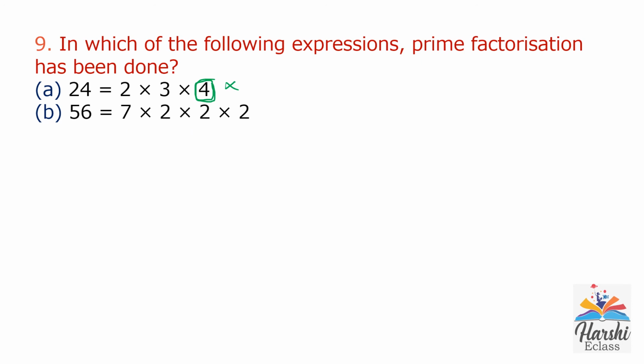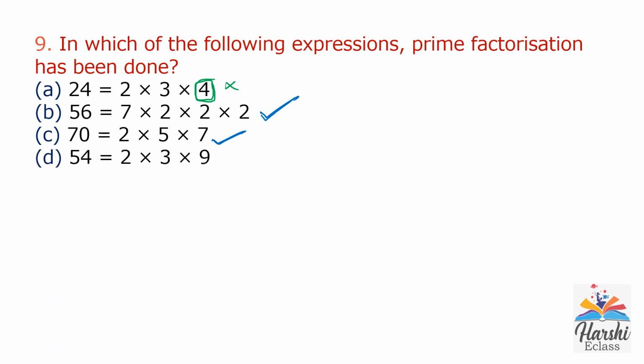2 twos are 4, 4 sevens are 28, 28 twos are 56. This expression is correct. 56 can be expressed as 2 × 2 × 2 × 7, and 2 and 7 both are prime numbers only, so that one is correct. Next, C. 70. 70 is expressed as 2 fives are 10, 10 sevens are 70. This one is also correct because 2, 5, 7 all are prime numbers only, and their product also equals 70.